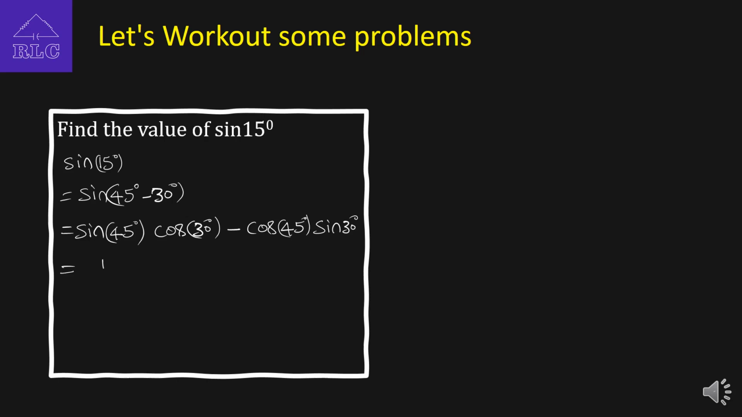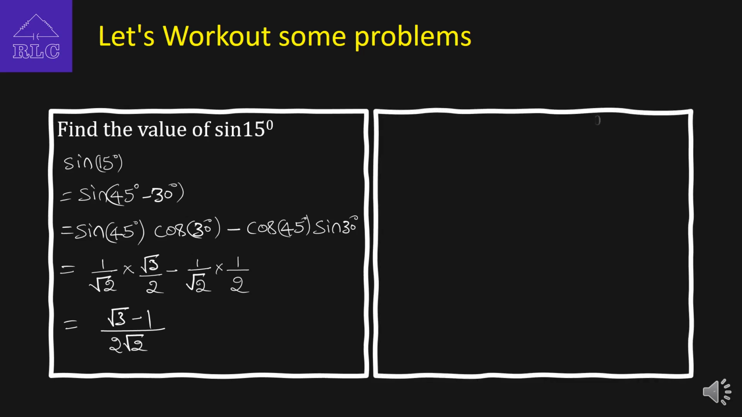So which is nothing but 1 by root 2 into root 3 by 2, since cos 30 degrees is root 3 by 2, minus cos 45 is 1 by root 2, similarly sine 30 is 1 by 2. So which is nothing but LCM is 2 root 2. In the numerator you'll get root 3 minus 1.